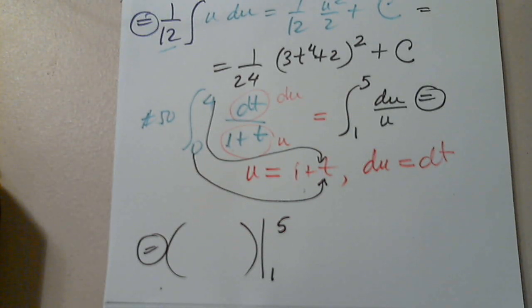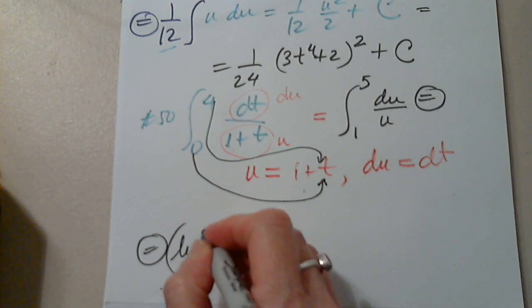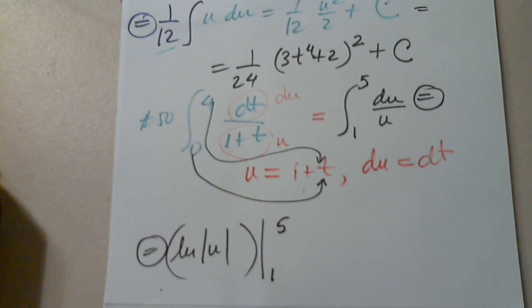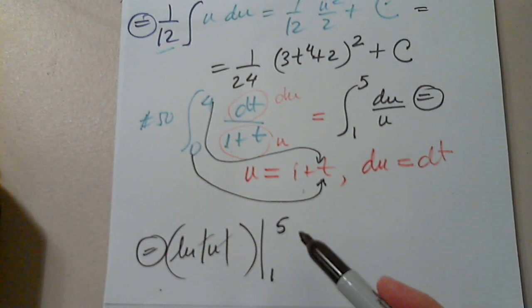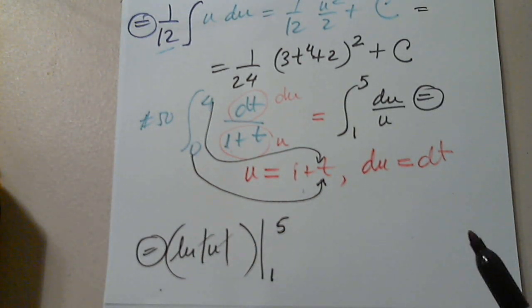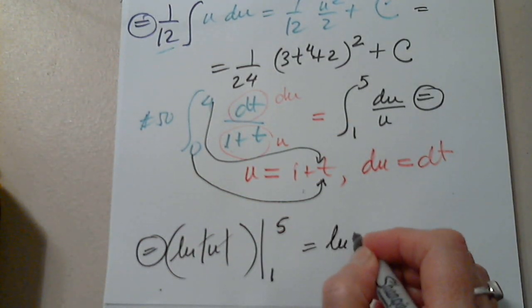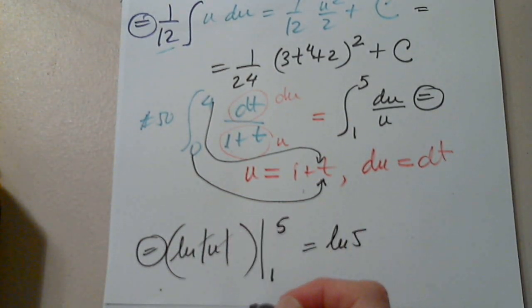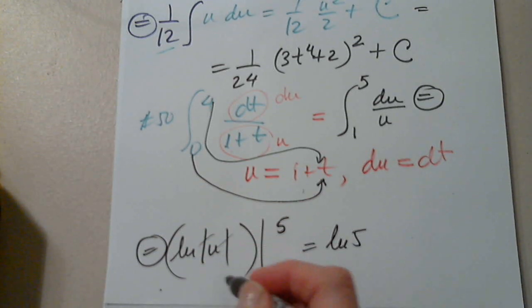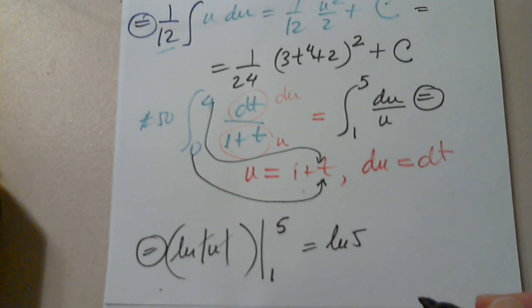So then, which function prime is 1 over u? Which function do we differentiate to get 1 over u? Log. Yes, indeed. So this is natural log of the absolute value of u. You can say there is no need for the absolute value because you plug in positive numbers. True. So I have natural log 5, but when I plug in 1 and I get natural log 1, what do I get? What is that? That's it.